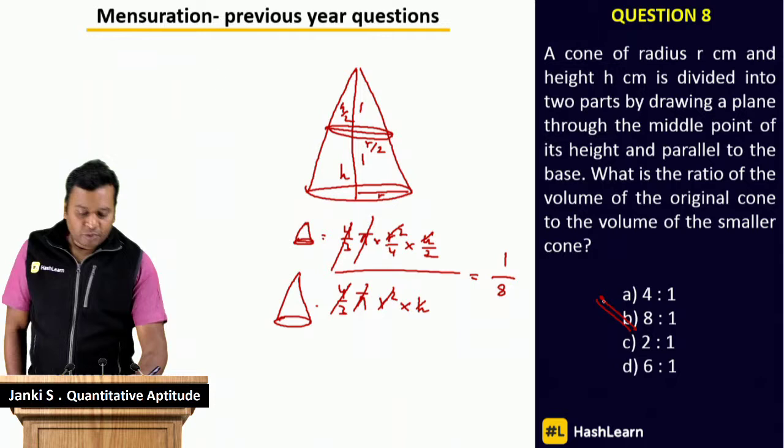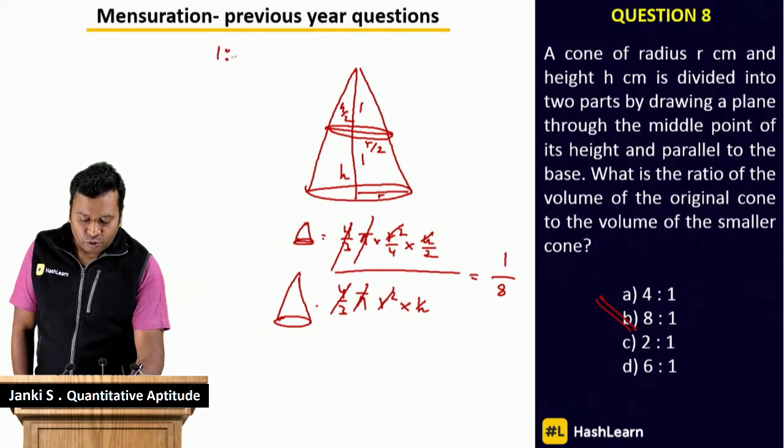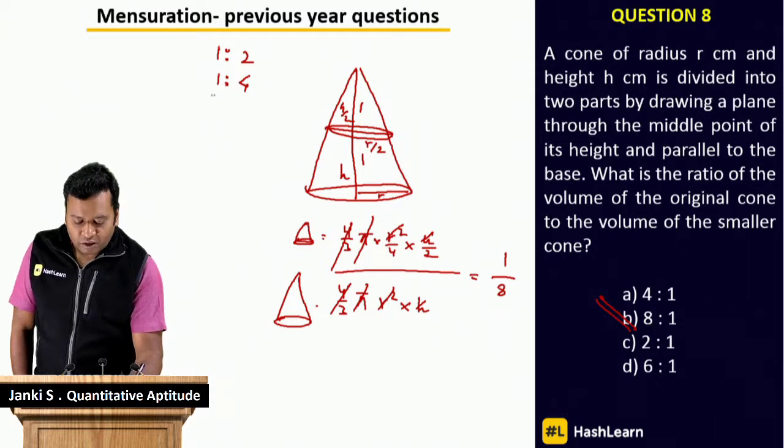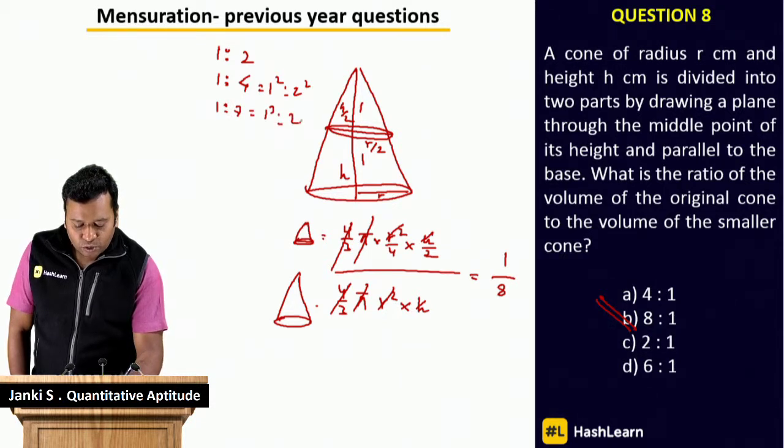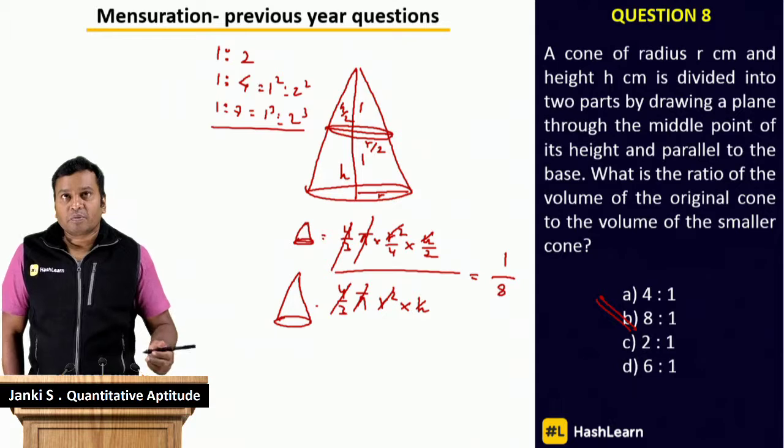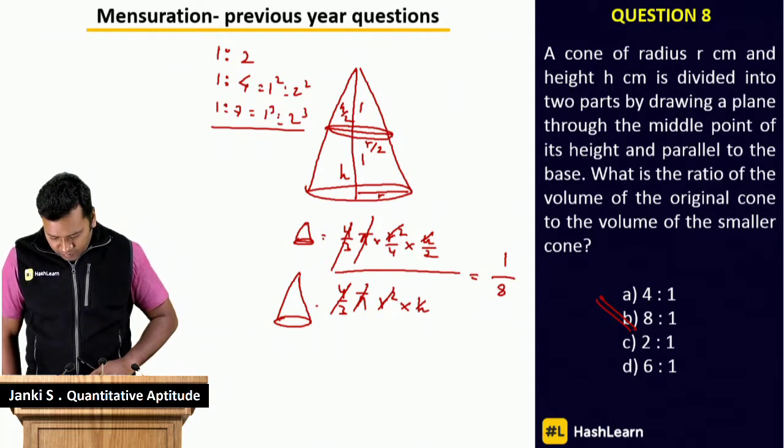In other sense, if the sides are in the ratio of 1:2, areas will be in the ratio of 1:4, which is nothing but 1 square is to 2 square, and the volume is in the ratio of 1:8. That's nothing but 1 cube is to 2 cube, right? So this is my basic relation here.